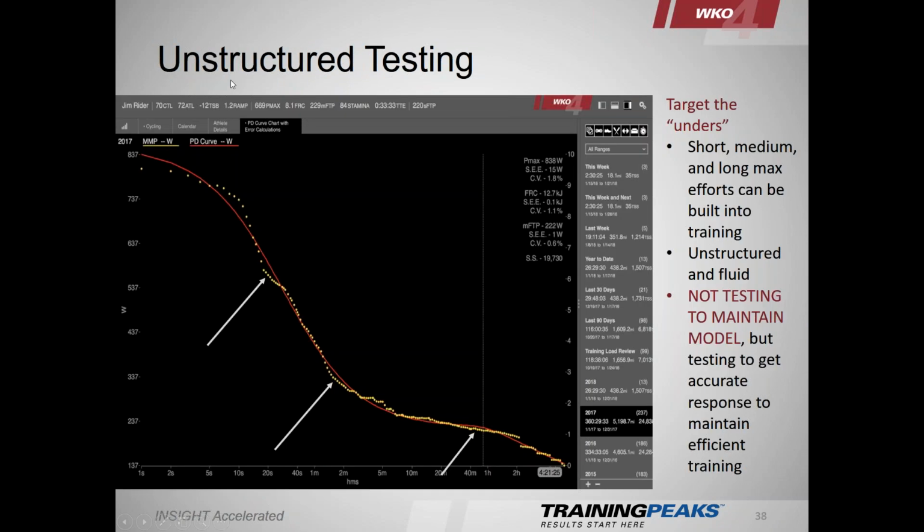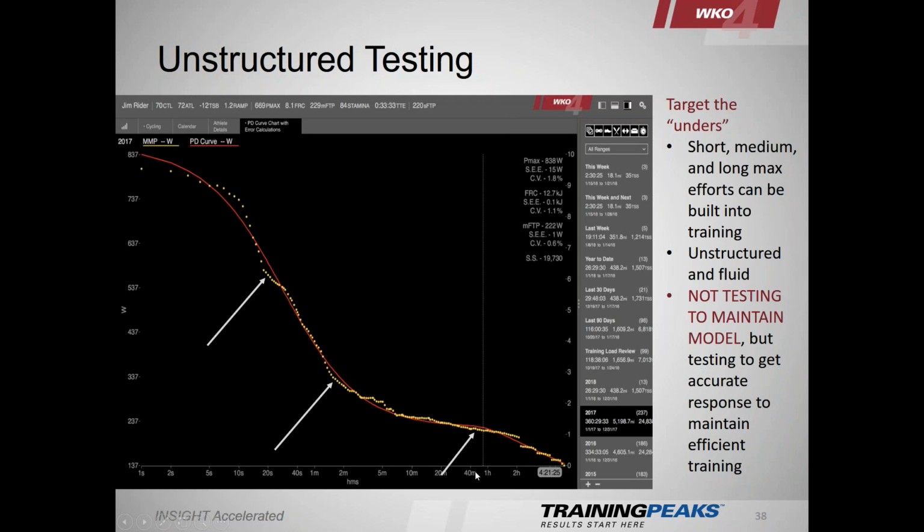When you think about these short, medium, and long time frames, I always recommend an unstructured testing approach. This is nothing new. A simple way you can do it is pick places where the mean maximal power line drops underneath your power duration curve and see if you can push it up. If I was this athlete, I would do about a 15-second test, maybe a 90-second test, and a 40-minute test. It drops off before 20 minutes, but I might look at a 40-minute test for this athlete.